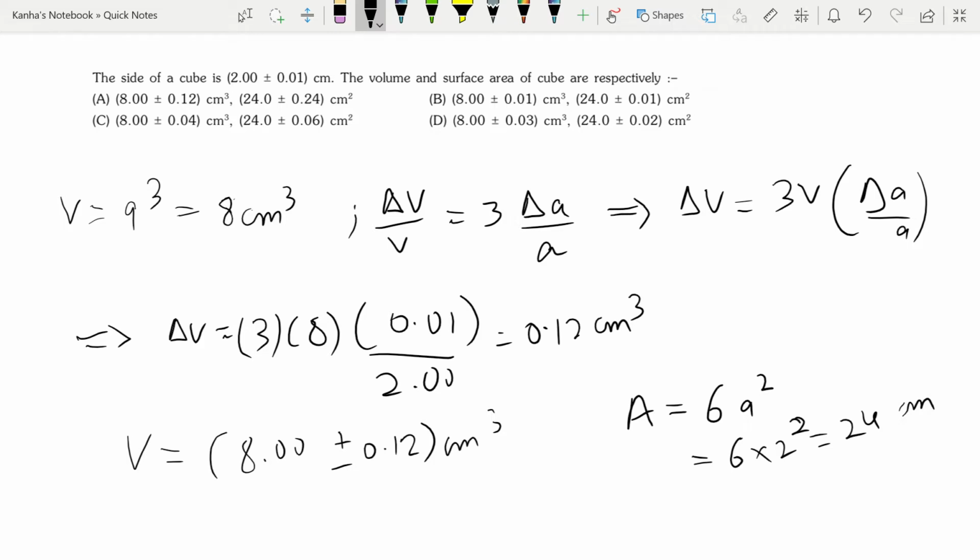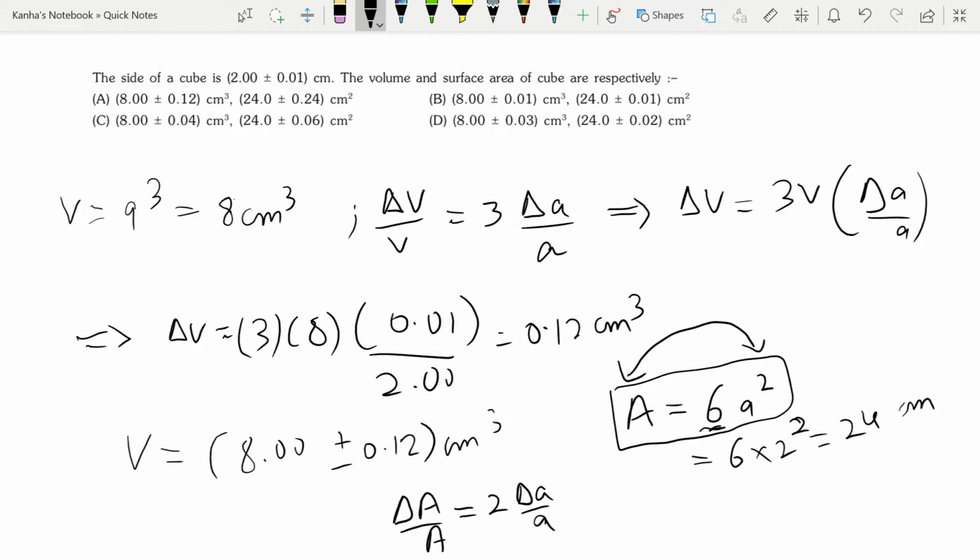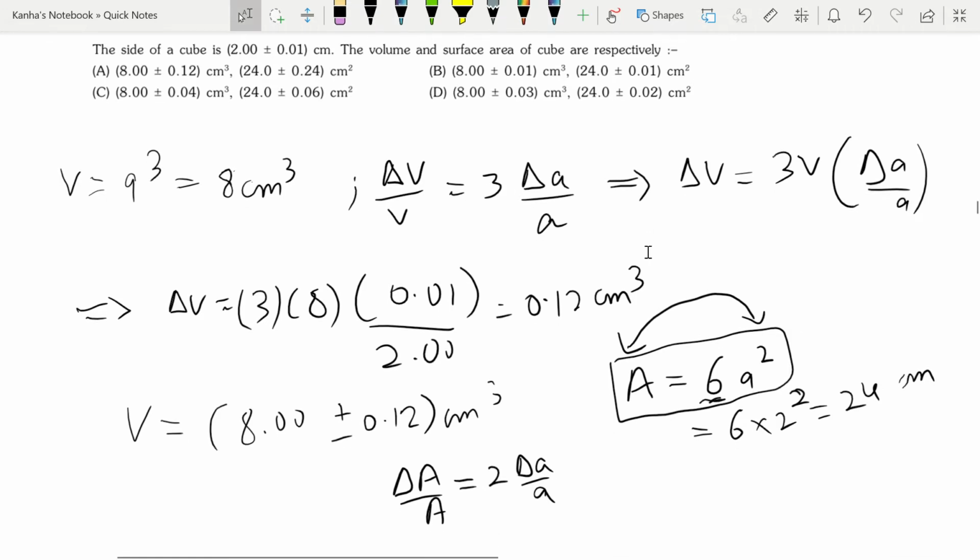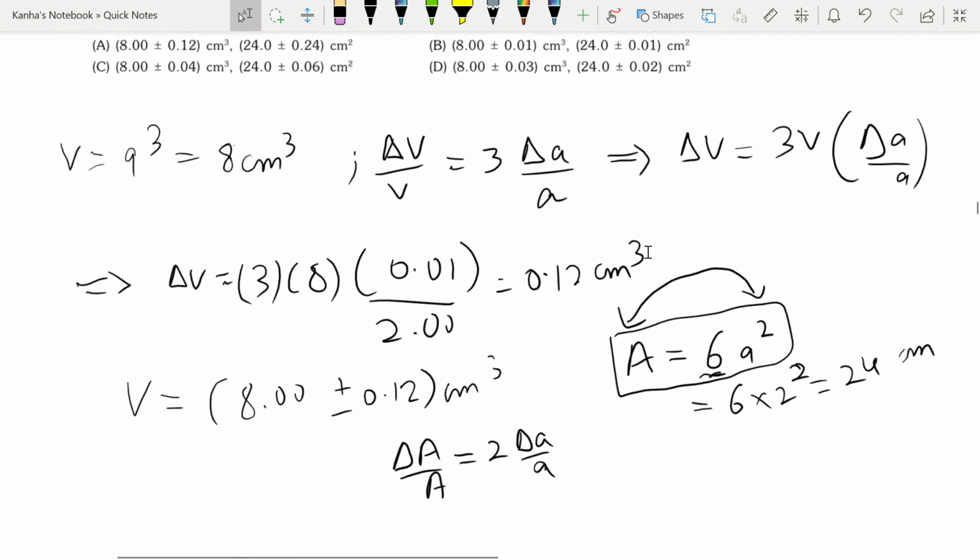Now I have to calculate delta A by A, right? So delta A by A is equal to 2 times delta small a by a. Now this is where you should remember, irrespective of what constant is coming in the relation, you are only concerned about the quantities in which the error is happening. It's not like I will multiply 6 as well here. Some students make this silly mistake when they go for doing this. So delta A by A is equal to 2 times delta small a by a.